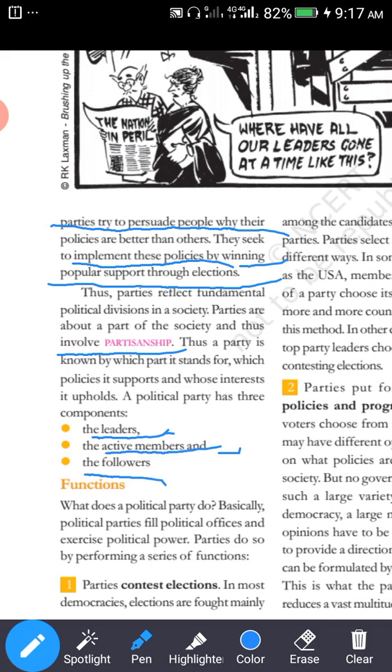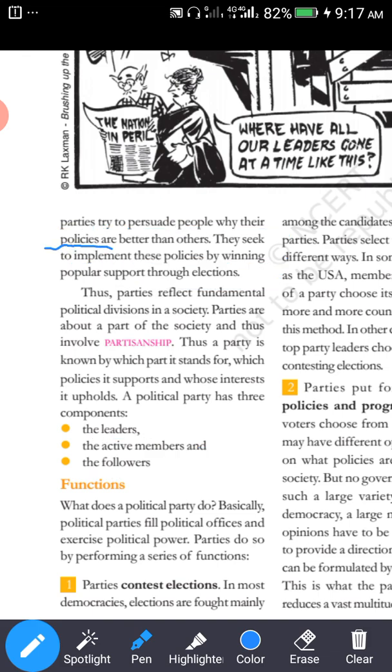First, you have the idea of the leaders, but the active members perform their duty actively for the upliftment of the parties with their policies. Every party has its own policies, so that is the active members. But how is that possible? It is possible with the followers. If there are no followers, how is it possible? So it's the main thing for political parties.